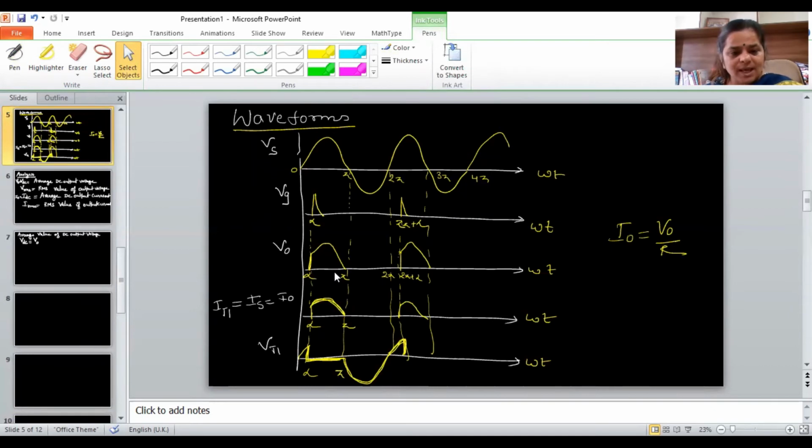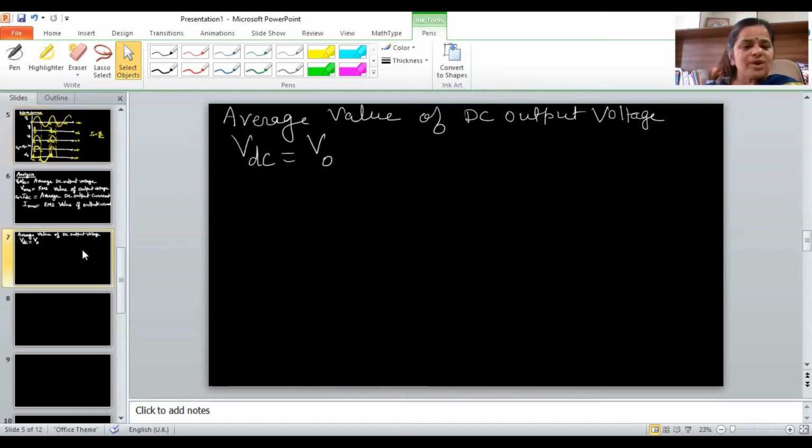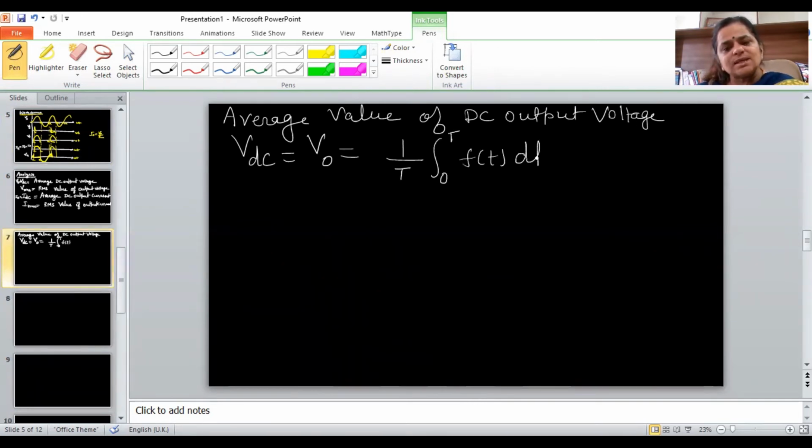So you can see the output voltage waveform is like this. 0 to 2 pi is the complete cycle, and out of that complete cycle, from alpha to pi I am getting the function. From 0 to alpha it is 0 and from pi to 2 pi it is 0. So how are we going to calculate the average value of output voltage? The general formula is 1 upon T, integral 0 to T of f(t) dt. This is how we calculate the average value for an unsymmetrical function.